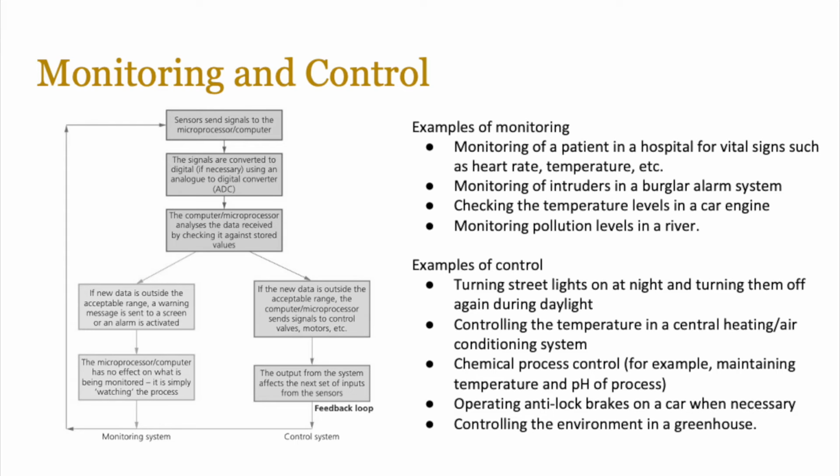and then the loop continues. However, if this was a control system, the new data, if that's outside the acceptable range, the computer or the microprocessor will then send signals to valves or motors to make a change in the environment. And the output from the system affects the next set of inputs from the sensors, and this creates a feedback loop. So the sensors measure this new data, microprocessor makes a new decision, actuators influence the environment, and the cycle continues until it's stopped. So they're kind of similar in the initial stages, but the output stage is different.